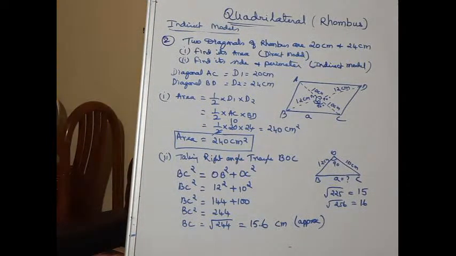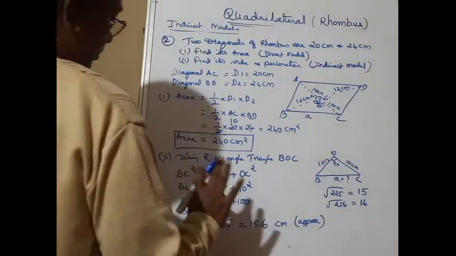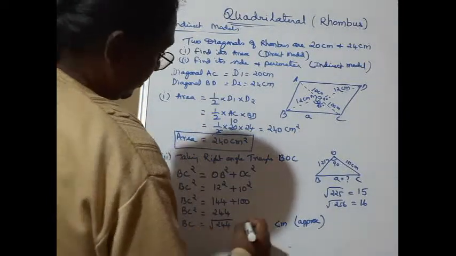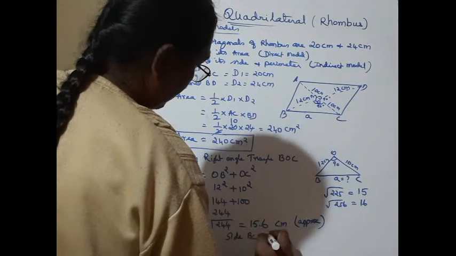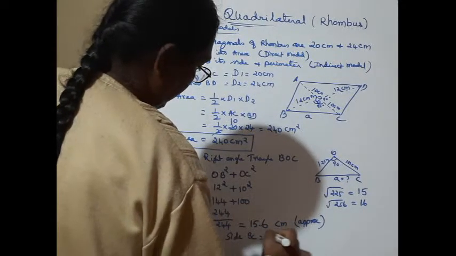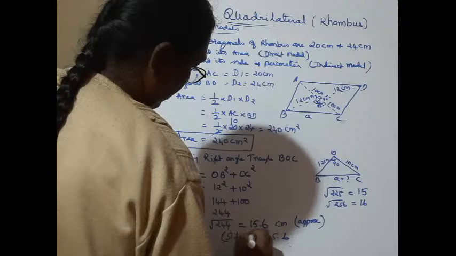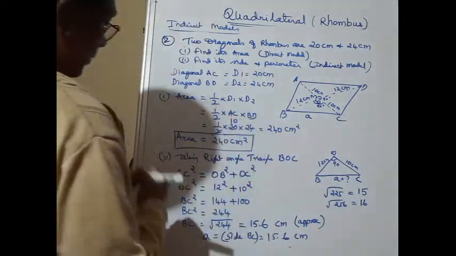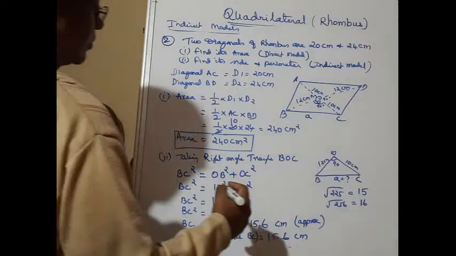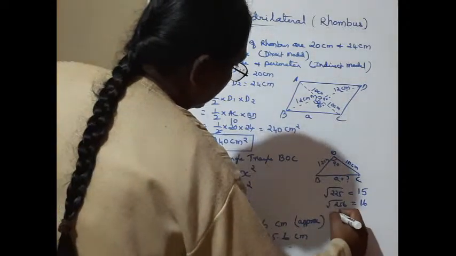Now you write side BC equal to 15.6. Side BC, in bracket you put A, 15.6 centimeters. And write perimeter equal to 4A, down or on the side. Perimeter equal to 4A. Perimeter is a straight model.